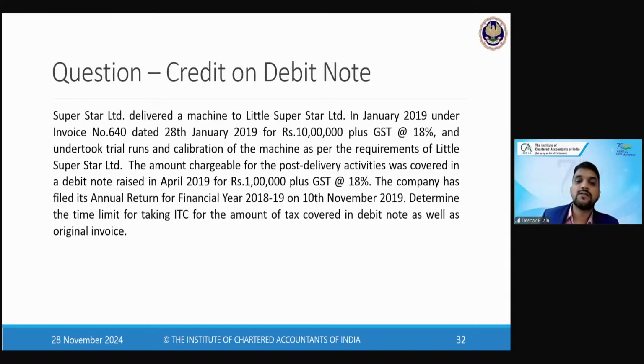So what is the time limit up till which they can claim credit on this invoice first? 20th November. Where did you get 20th November from? Tell me the year as well. 20th November.